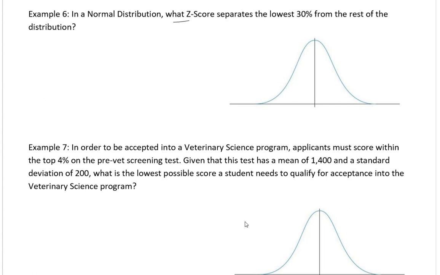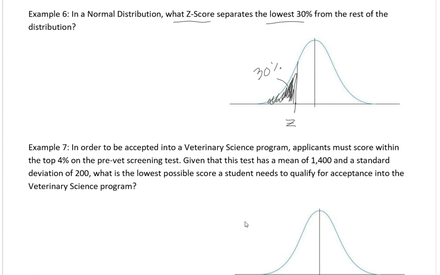So we want what z-score separates the lowest 30% from the rest of the distribution? That's kind of a weird question. So that means that we want a z-score such that the lowest 30%, so this area here represents 30% of the data, separates out from the rest of the distribution. And we want to find what z-score this is.